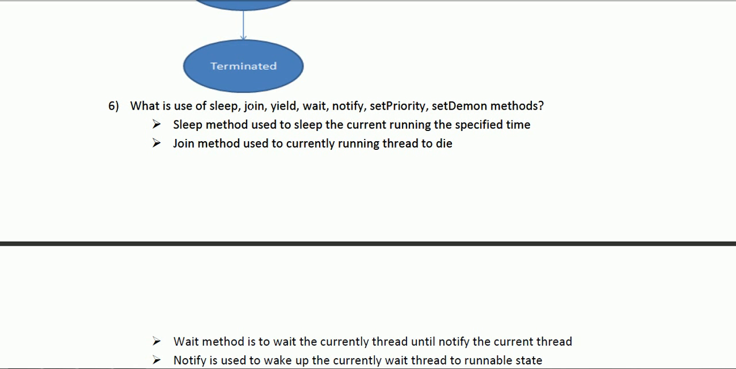So the first one is sleep. The sleep method makes sure that the current thread is going to sleep for the specified amount of time. So the sleep method is going to take a parameter, that is milliseconds.